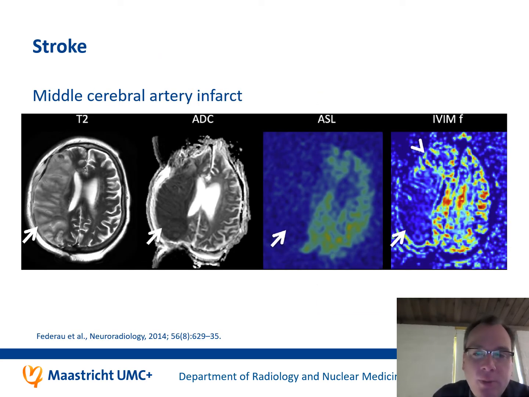In these images, we see the example of a right-sided middle cerebral artery infarct. On the T2 you see a nice hyperintensity, on the ADC map a hypointensity, and if you then go to the perfusion on the ASL, there's clearly hypoperfusion in this region. If you go to the F, so the perfusion fraction of the IVIM, you also see a lower value there, which is also indicative of lower perfusion. Although a little bit more frontally here you see still some signal, which could be due to collateral flow.